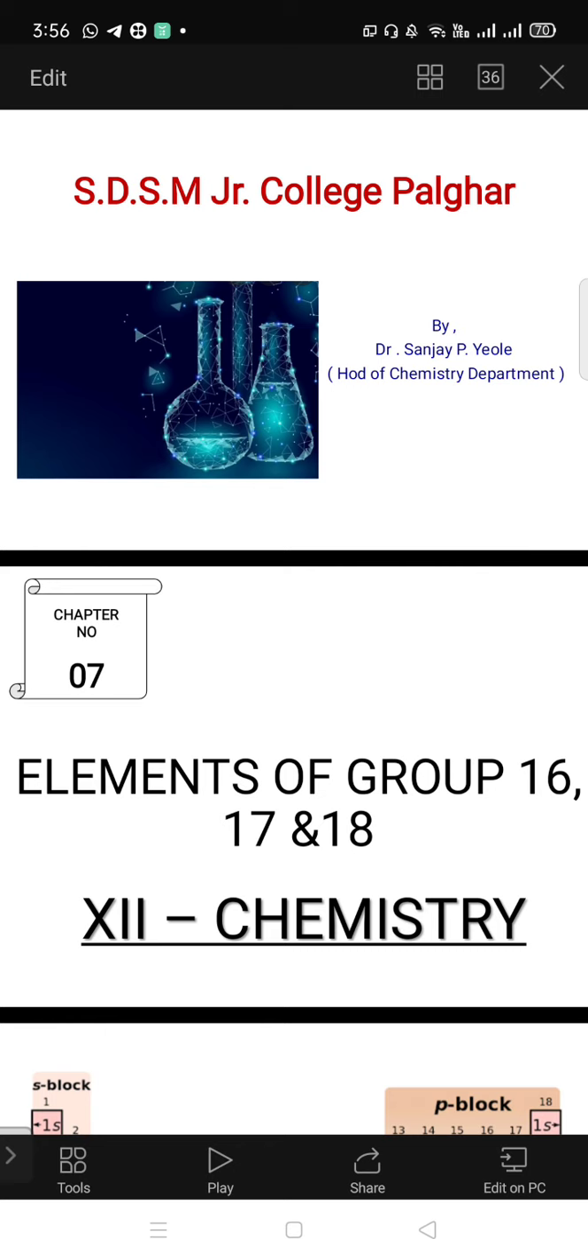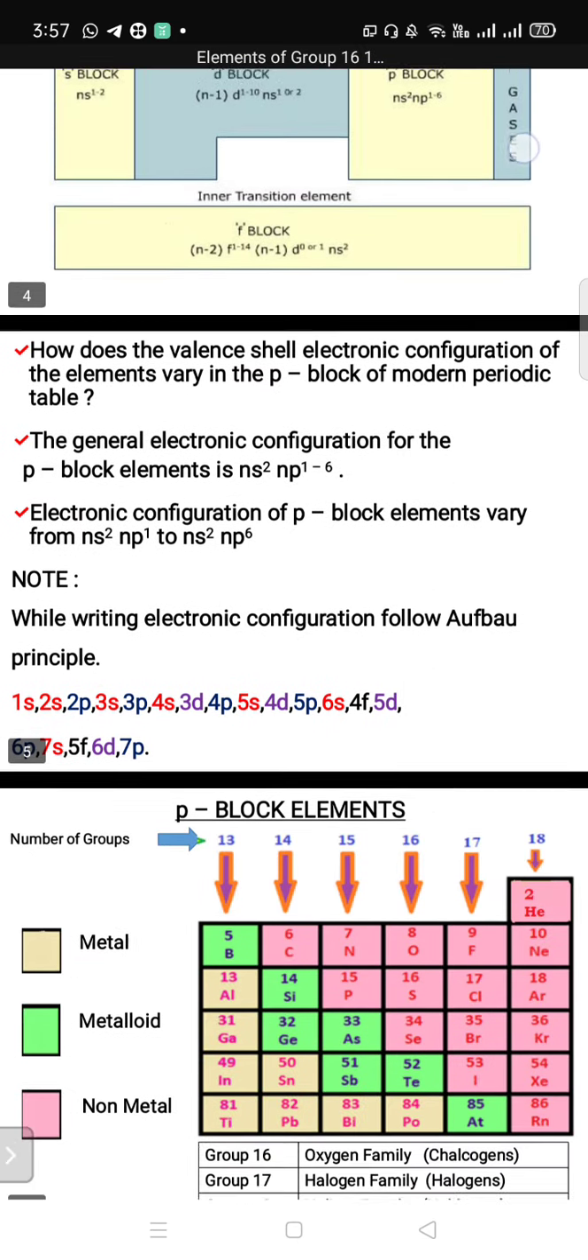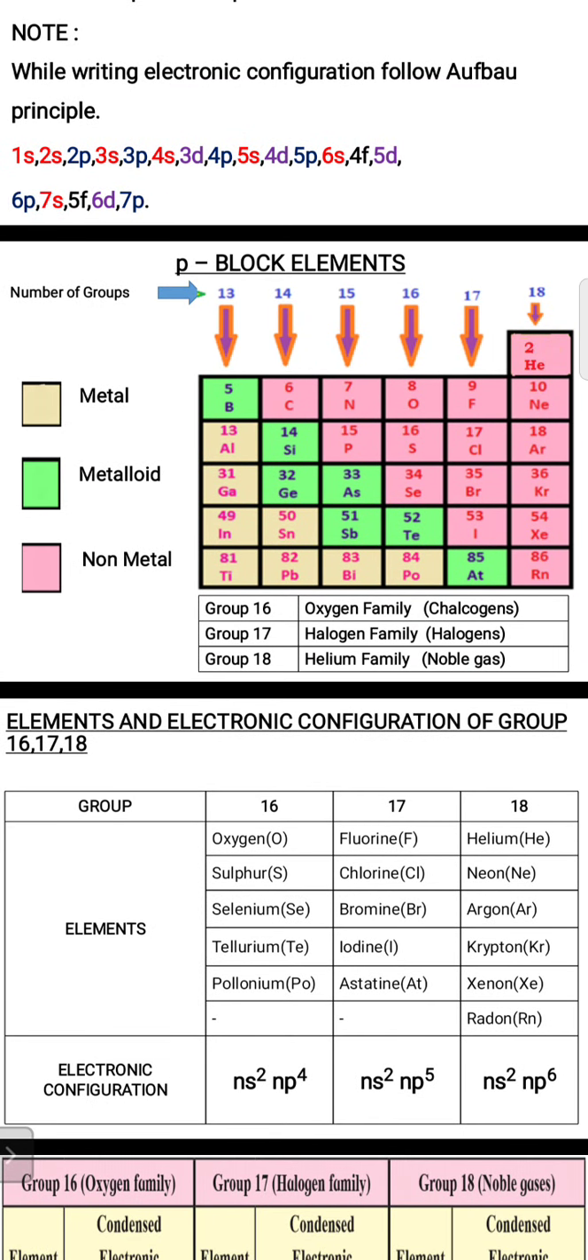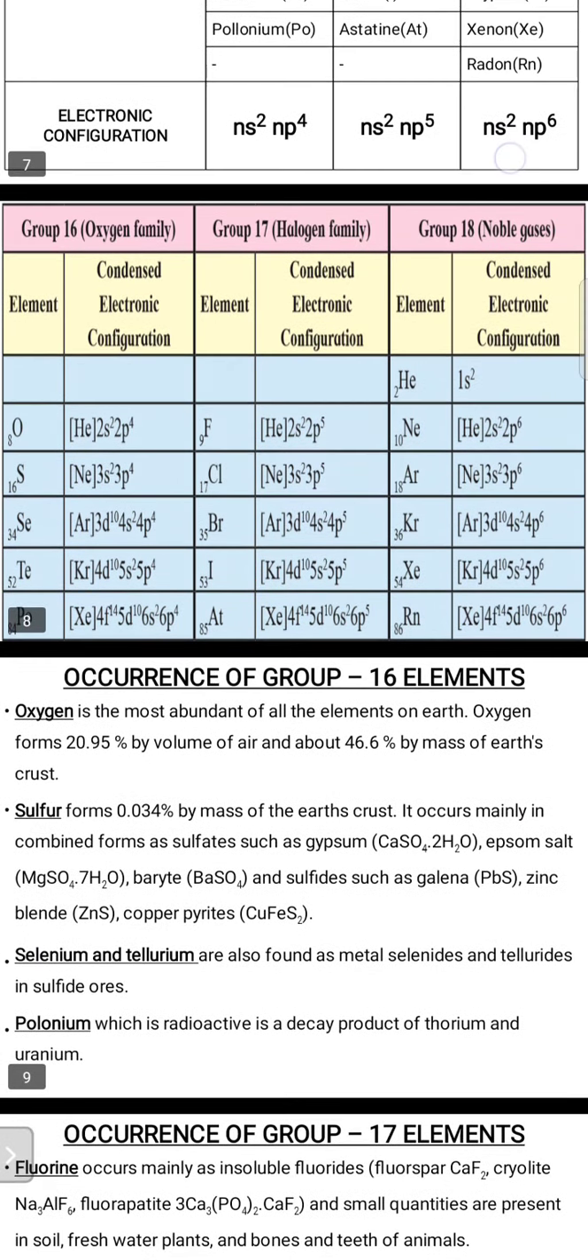Students, our routine topic is elements of group 16, 17, and 18, that is unit number 7. In the previous lecture, we learned about the introduction of the periodic table, and the configurations of the p block elements. Later on, their general configuration, including oxygen, sulfur, selenium, tellurium, polonium, as well as group 17, the halogen family. In that we have learned fluorine, chlorine, bromine, iodine, astatine, and at last we learned group 18 noble gases, right from helium, then neon, argon, krypton, xenon, and radon.